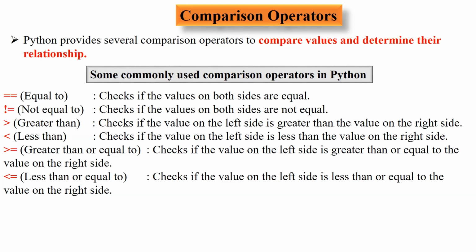Greater than or equal to, checks if the value on the left side is greater than or equal to the value on the right side. Less than or equal to, checks if the value on the left side is less than or equal to the value on the right side.